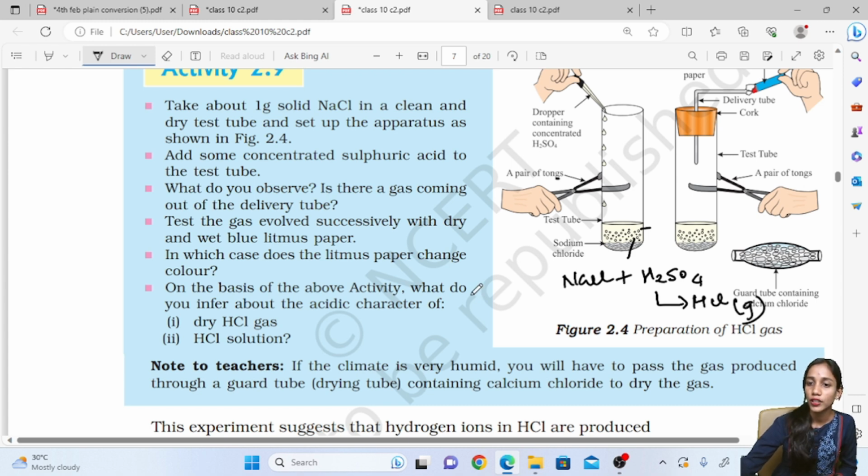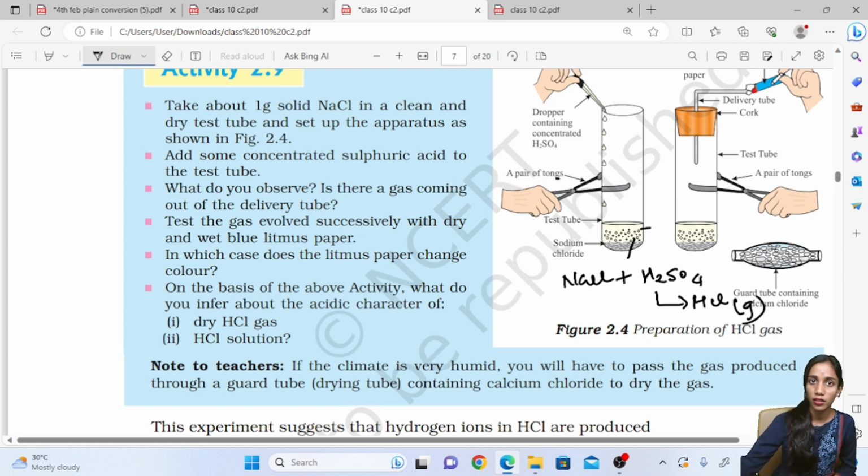Now in the first case, they used a dry litmus paper. When the blue color dry litmus paper was used, there was no color change. So the scientists were confused because HCl gas has to be produced over here. And if HCl gas has to be produced, then definitely there should be color change from blue to red. But in this case, in the dry litmus paper, there was no color change from blue to red.